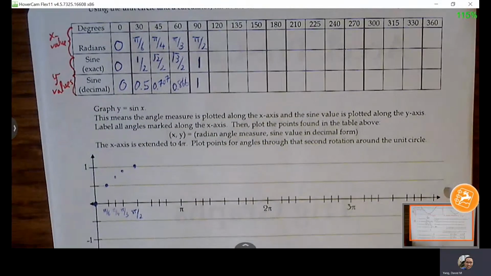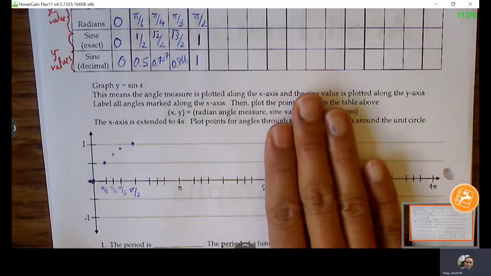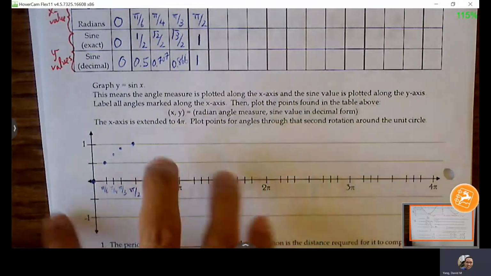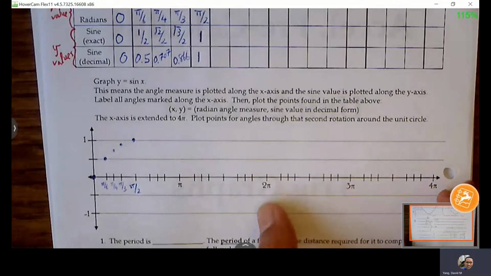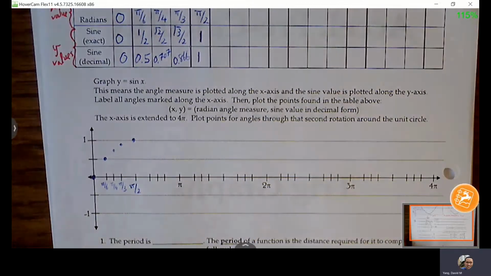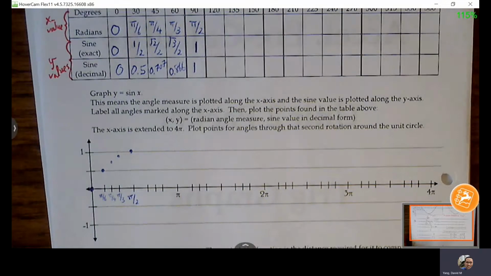So continue on with the rest of the graph. You're going to extend all the way to 2 pi, so your graph is going to end here. But then you can follow the pattern. It's going to repeat the pattern again, and you can use that pattern to build out your graph from 2 pi to 4 pi. It's basically just a repetition of what you see from 0 to 2 pi.